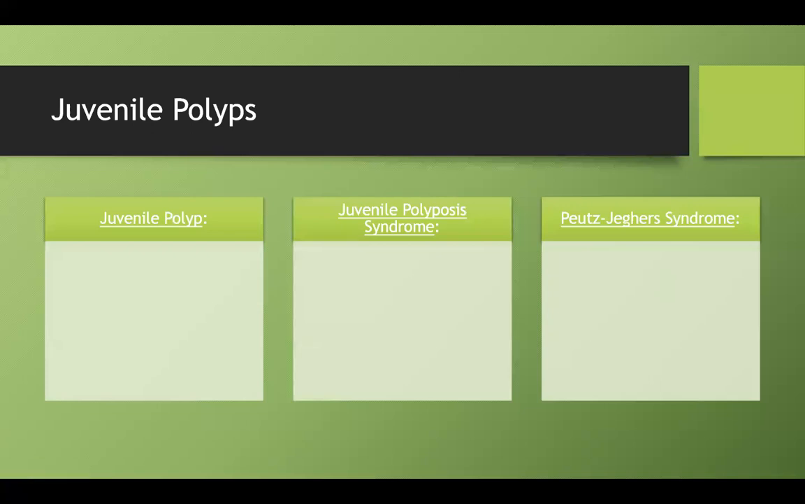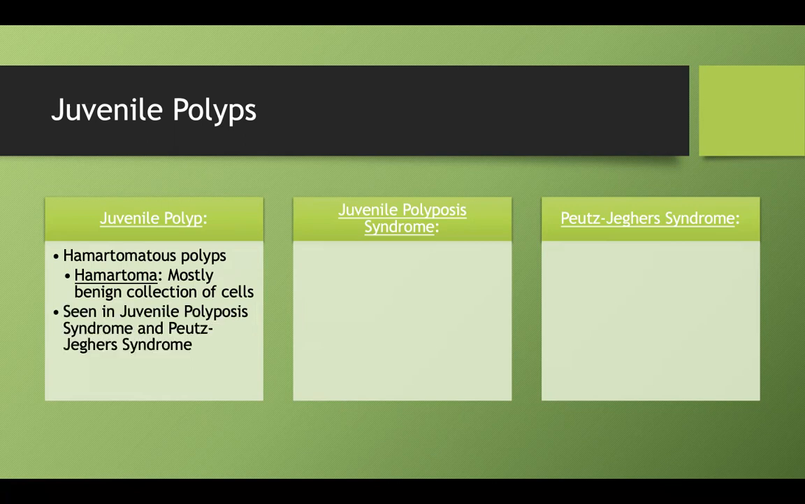Before we talk about colon cancer, I want to talk about a few more polyps that are often tested, and those subtypes are called juvenile polyps. So a juvenile polyp is a hamartomatous polyp. What the heck does that mean? So a hamartoma is a mostly benign collection of cells. So it's mostly benign, but it can be cancerous. And you'll see juvenile polyps in two different syndromes, either juvenile polyposis syndrome and Peutz-Jeghers.